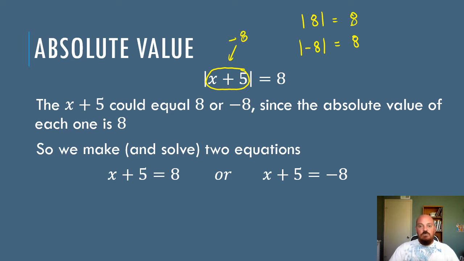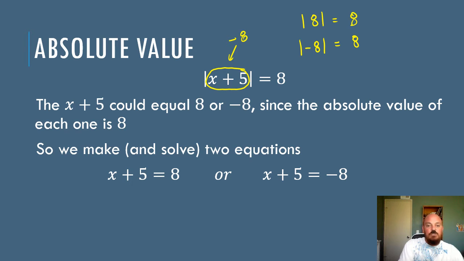And the two equations for this one would be, number one, that x plus 5, the thing inside the absolute value, could have equaled 8. Or the x plus 5 could have equaled negative 8. We don't know which one, because the absolute value then turns it positive and the answer is 8. So we set up our two equations. Each one of these is a one-step equation. You could solve both of them by subtracting 5. In fact, I'll go ahead and do it.